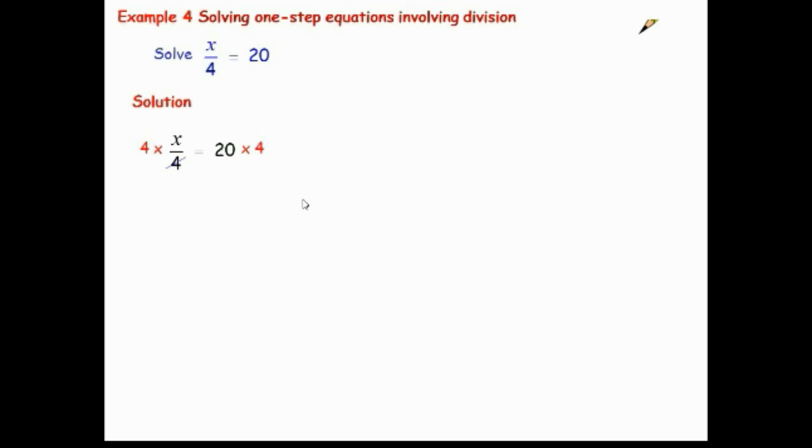Now top 4, bottom 4 cancel out. 4 times 20 equals 80.